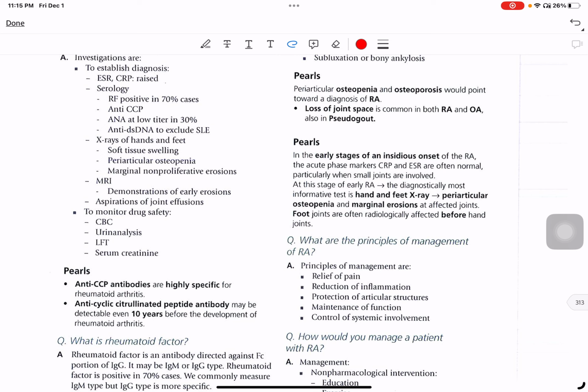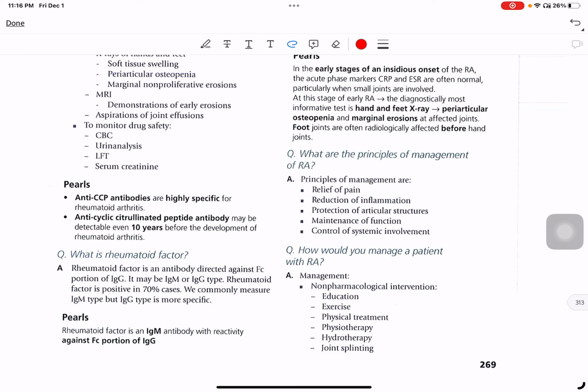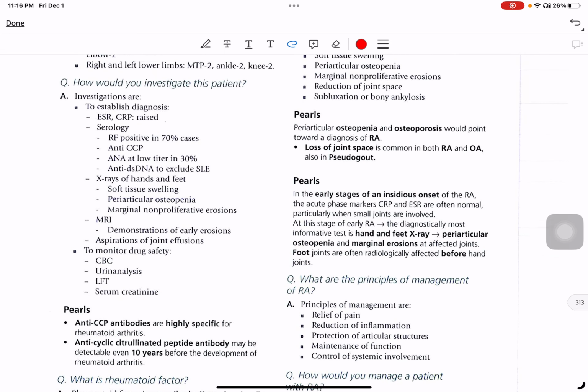Anti-CCP is highly specific for rheumatoid arthritis and may be present 10 years before development of the disease. What is rheumatoid factor? It is an antibody reacting against the Fc portion of IgG. It may be IgM or IgG type. It is positive in 70% of cases. Rheumatoid factor is usually an IgM antibody that reacts against the Fc portion of IgG.